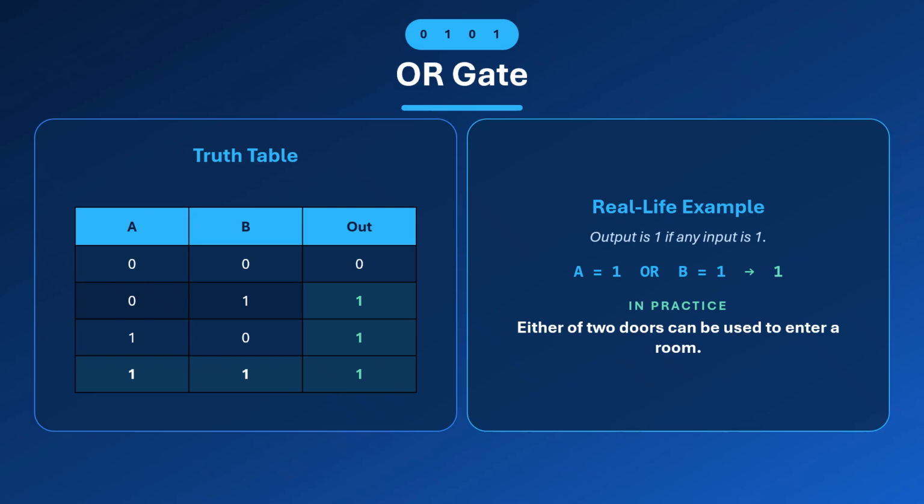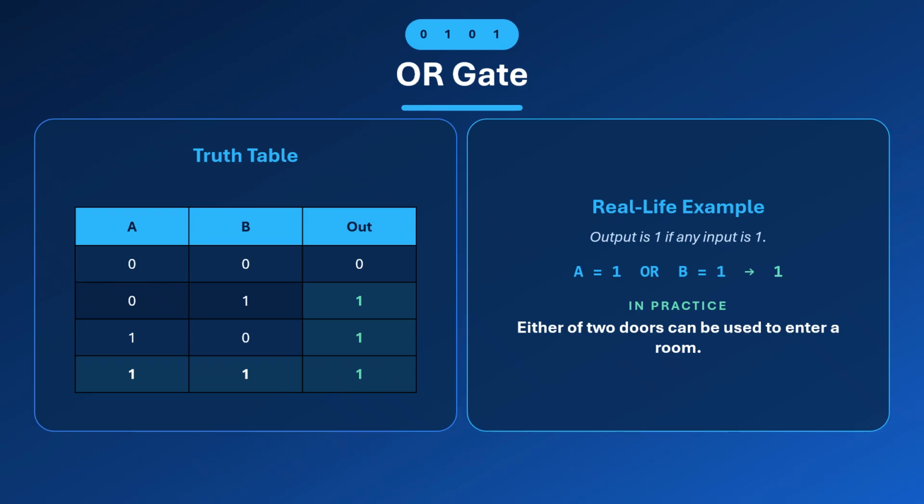If A is 0 and B is 1, output is 1. And if A is 1 and B is 0, output is 1. And if A is 1 and B is also 1, then output is 1. That means if either of these conditions is true, then output is true. That means 0 1 1, 1 0 1, 1 1 1 and 0 0 0. If both conditions are false, then output is false.